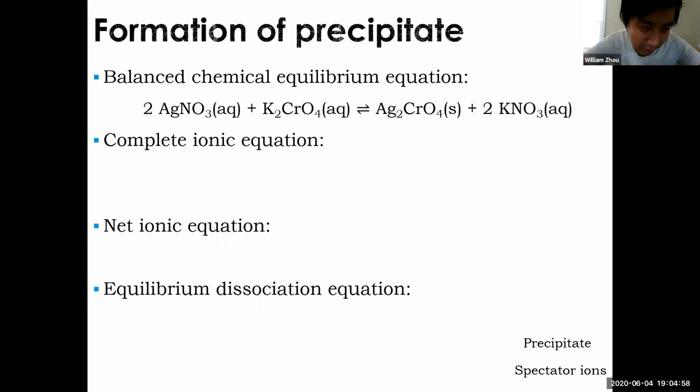So here's the balanced chemical equation. This is a double displacement reaction. Silver nitrate plus potassium chromate react. We now use equilibrium signs, not arrows anymore. So that is silver chromate solid, that is the precipitate, and potassium nitrate aqueous. You balance the equation. You put a 2 on the silver nitrate, a 2 on the potassium nitrate to balance everything.